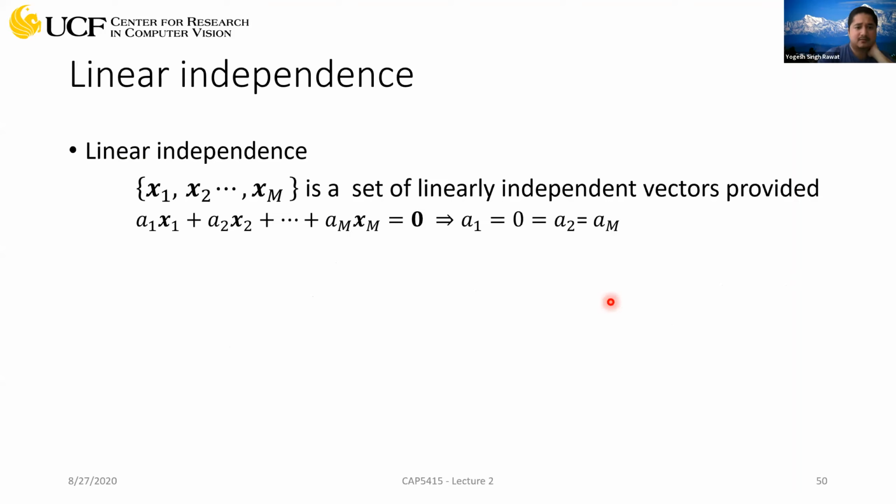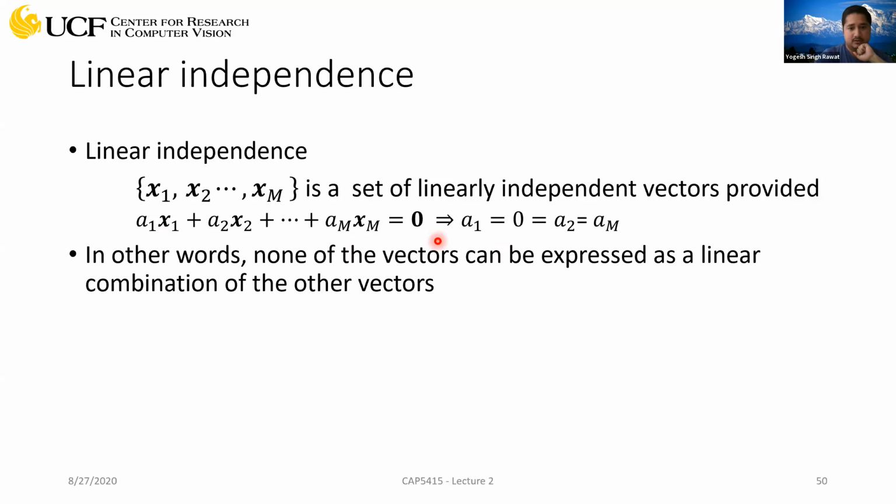So linear independence, if you have some set of vectors, that's the formal definition. If you do a linear combination of all those vectors from x1 to xm, with scaling factors a1 to am, and the resultant is 0, it means that all the scaling factors should be 0. And if that happens, we call these vectors linearly independent. Okay, so that's the formal definition.